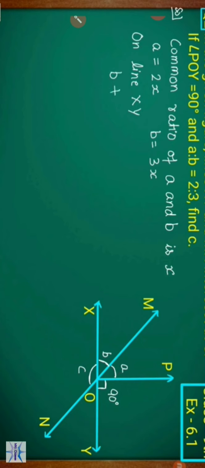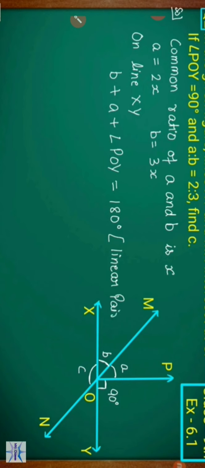Then b plus a plus angle POY is equal to 180. So first we find the value of x. Okay, so what is a? a is equal to 2x because it's a linear pair. Now a is equal to 2x and b is equal to 3x. Put the value. Okay, so 3x plus 2x plus 90 degree, because angle POY is given, it is 90 degree.